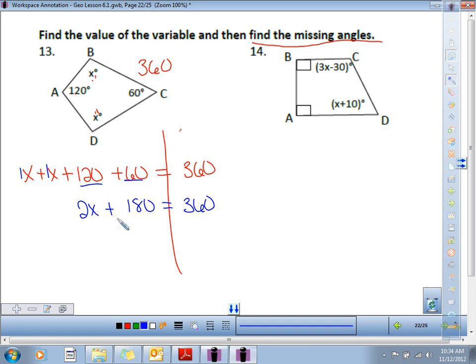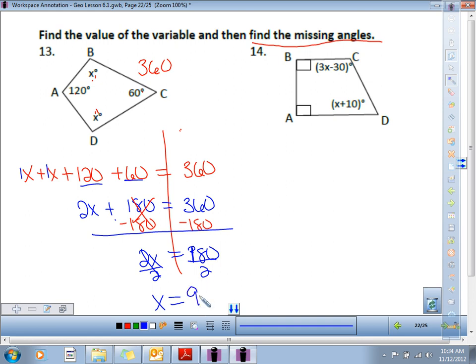So now we are in a two-step solve. We would subtract 180 from both sides. So what we have left is 2x equals 360 minus 180, which is 180. And then we would divide by that 2 to finish our solve. Divide by 2, divide by 2. And x is 180 divided by 2, which is 90. So since x is 90, these angles right here are going to be 90 degrees and 90 degrees. All right, let's go to number 14.